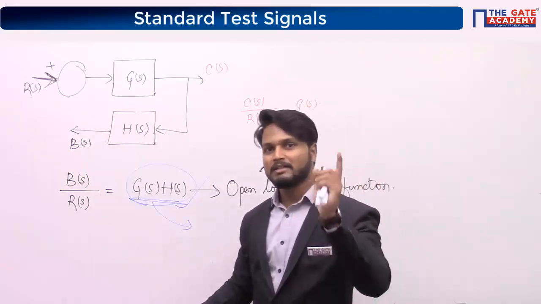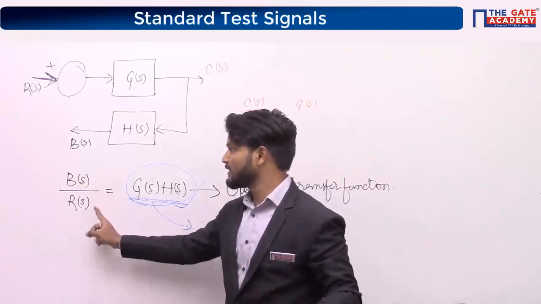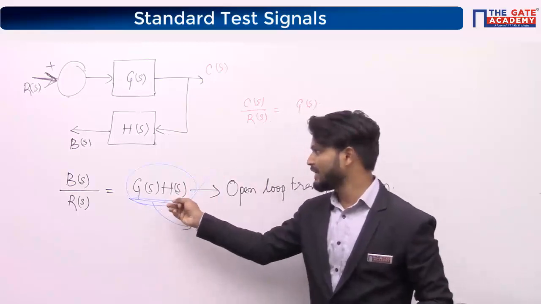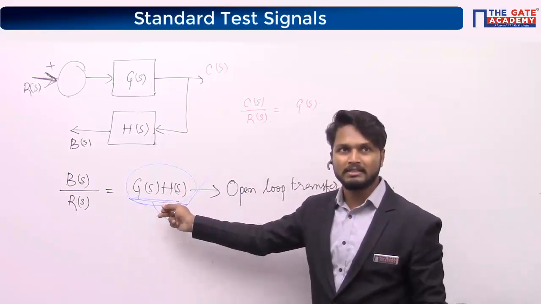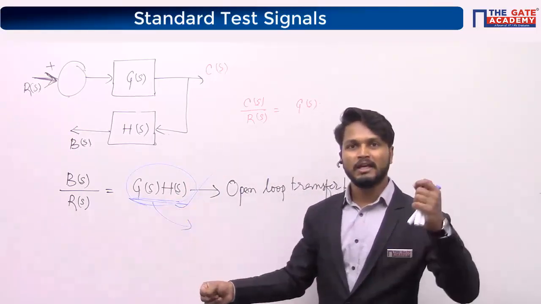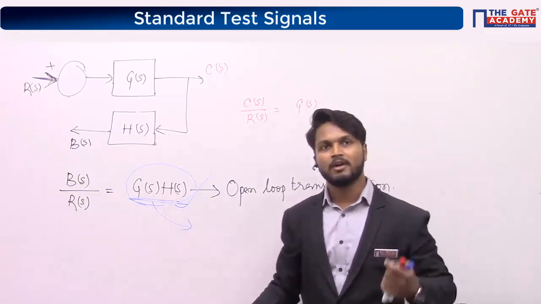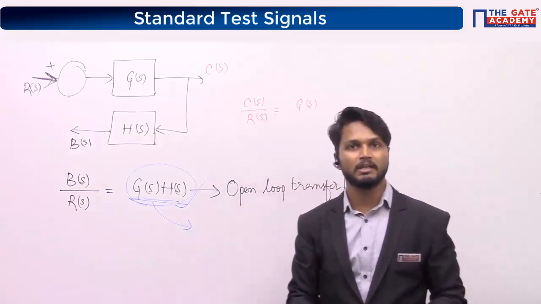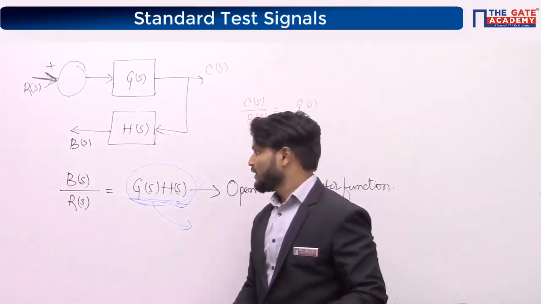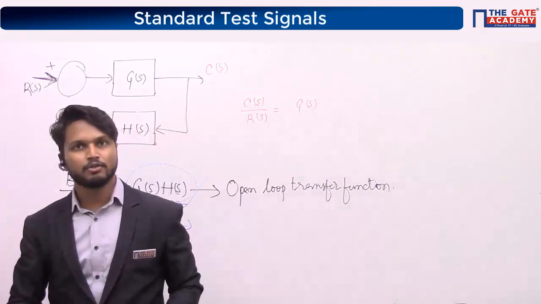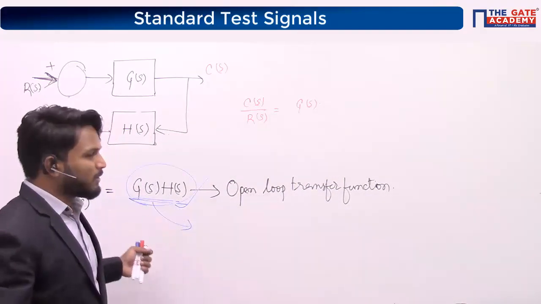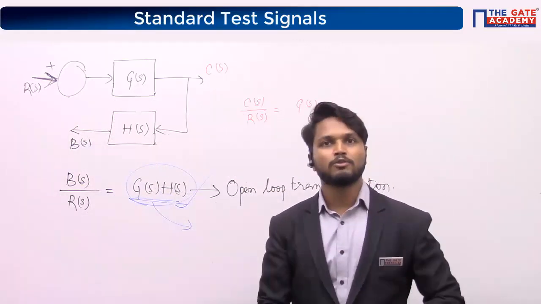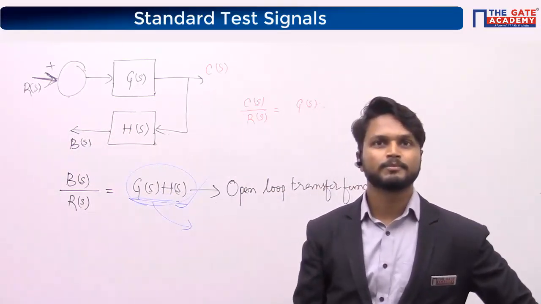So trust me, there is an advantage of taking B of s upon R of s as the open loop transfer function. If we analyze this system as an open loop system, then it will be very easy for us to analyze the stability of the closed loop system. Is it clear? We will just analyze G of s and H of s everywhere, and it will become very easy to analyze the stability of the closed loop system using Nyquist plots.